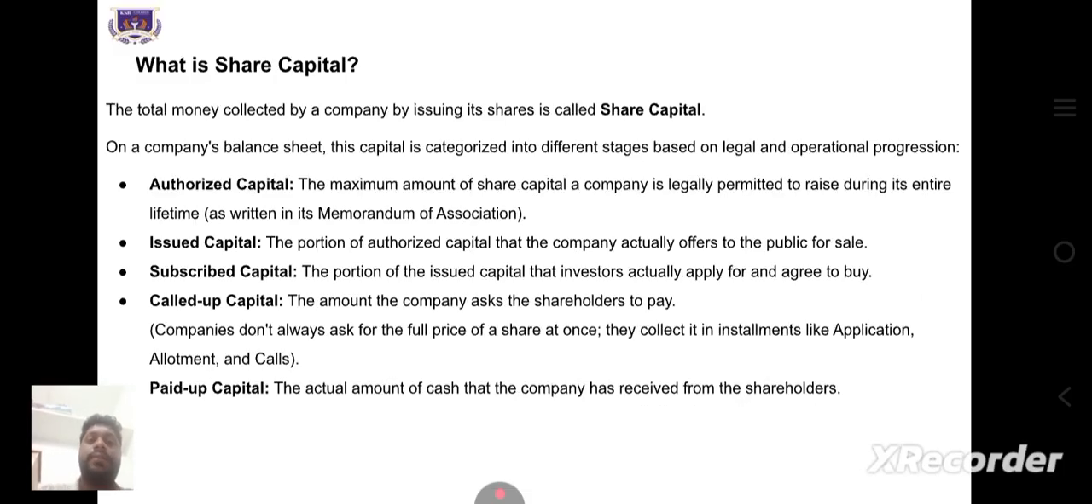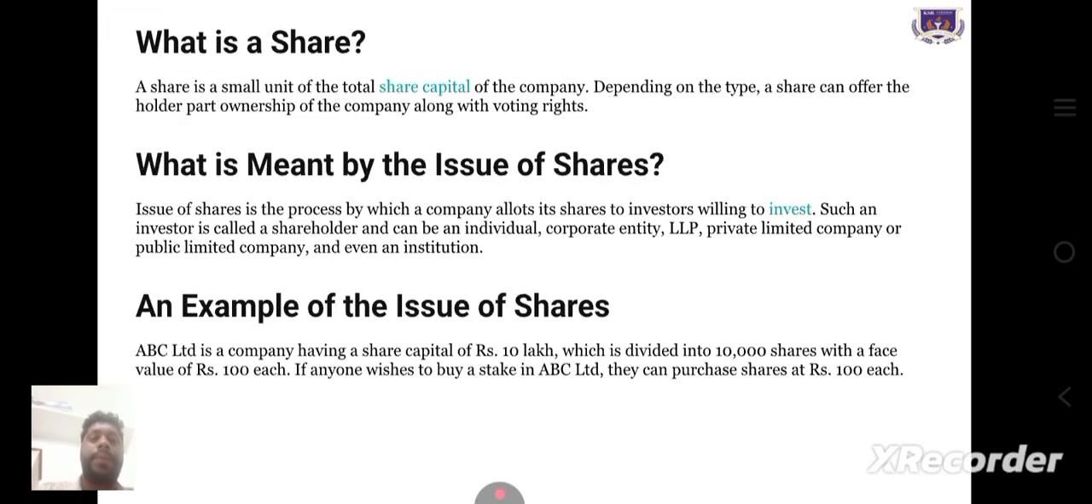What is share capital? The total money collected by a company by issuing its shares is called share capital. Share capital includes authorized capital, issued capital, subscribed capital, called up capital, and paid up capital. What is a share? A share is a small unit of the total share capital of the company. Depending on the type, a share can offer the holder part ownership of the company along with voting rights.